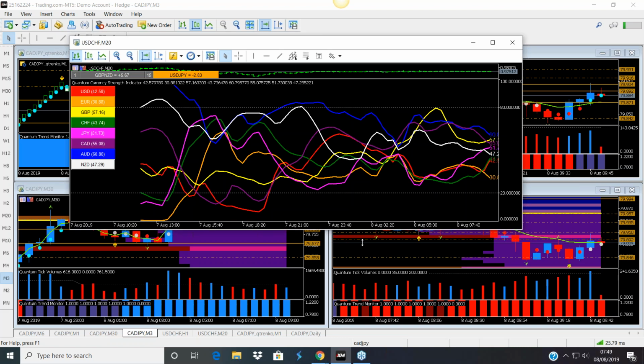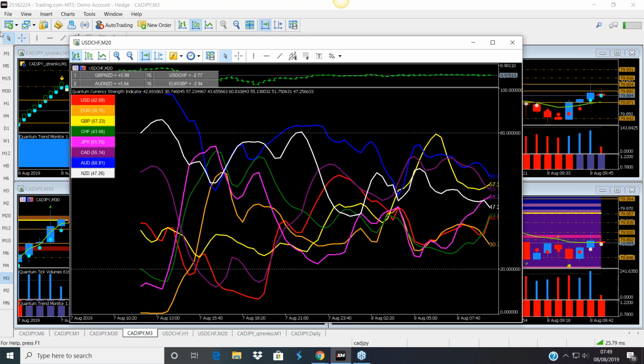So what we do is look at a currency strength indicator. This is my 20-minute one. You can see here the buying that was coming along in the yen, although on the faster time frame it seems to have slowed down a little bit.